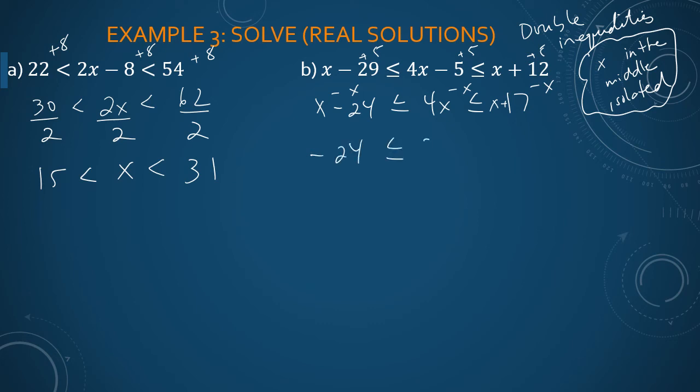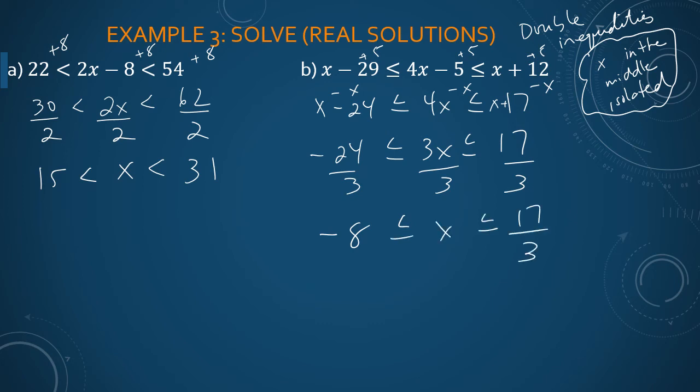4x minus x is 3x, and x minus x is gone, you're left with 17. Divide everything by 3. Negative 8 is less than or equal to x is less than or equal to 17 over 3.